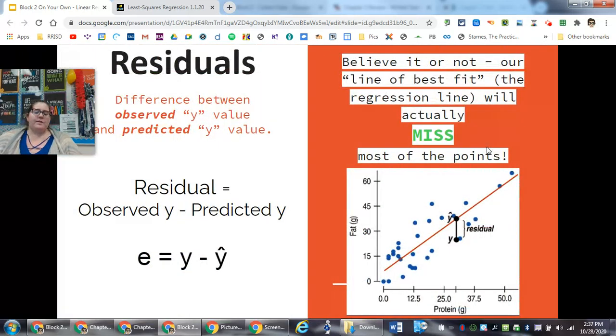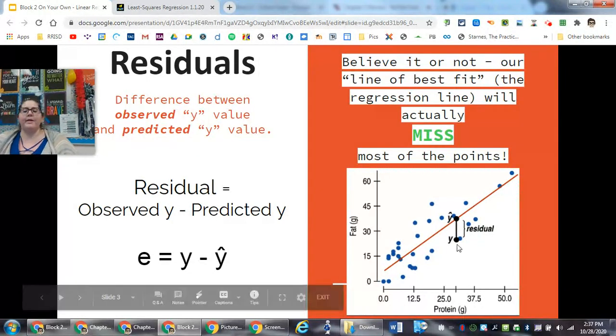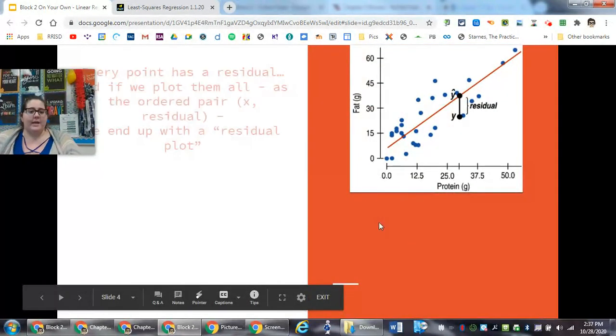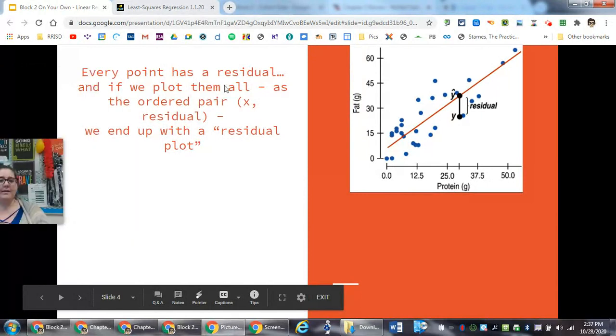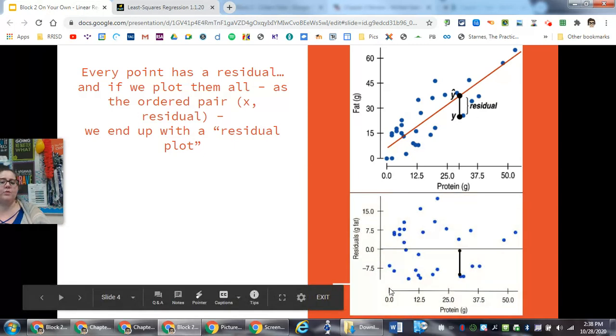Let's go back to what we talked about at the end of last class, which is a residual. The residual, again, is the difference between the observed and predicted y value. Specifically, it's the observed y minus the predicted y. We talked about how our line of best fit is actually going to miss most of the points, so those vertical distances between each point and the line are residuals. If we plot each of those points as an ordered pair of x, comma, residual, we end up with what we call a residual plot, which will look something like this.